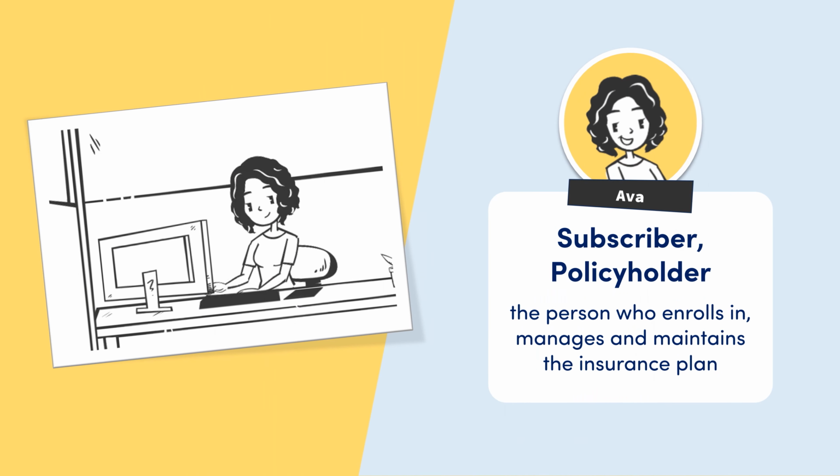Then there's Ava. She holds the family's health insurance policy through her job. So Ava is the subscriber or policyholder. The terms subscriber and policyholder are often used interchangeably to describe the person who enrolls in, manages, and maintains the insurance plan. They ensure premiums are paid and usually have the authority to make changes to the policy.